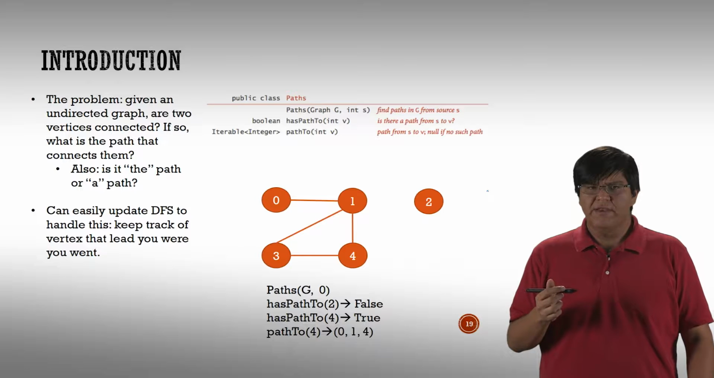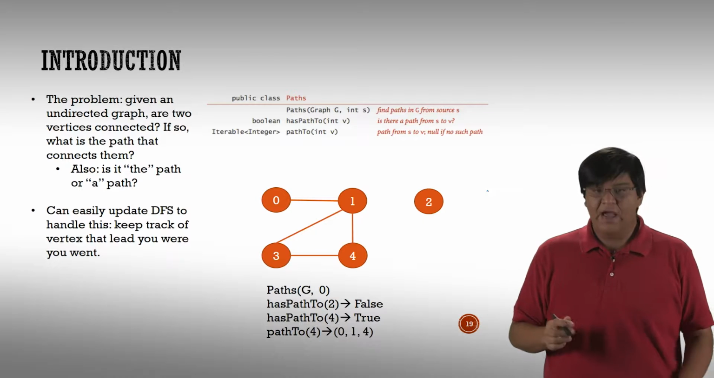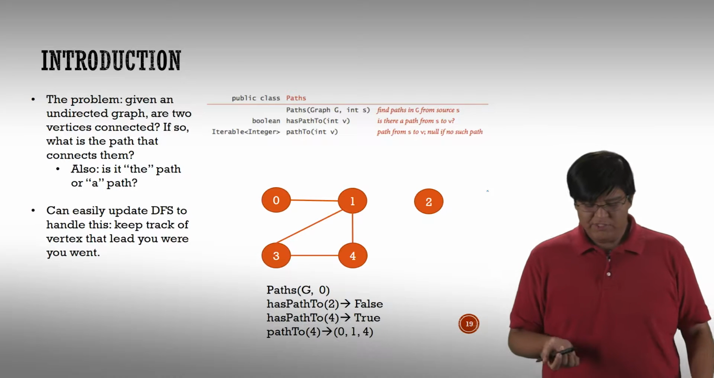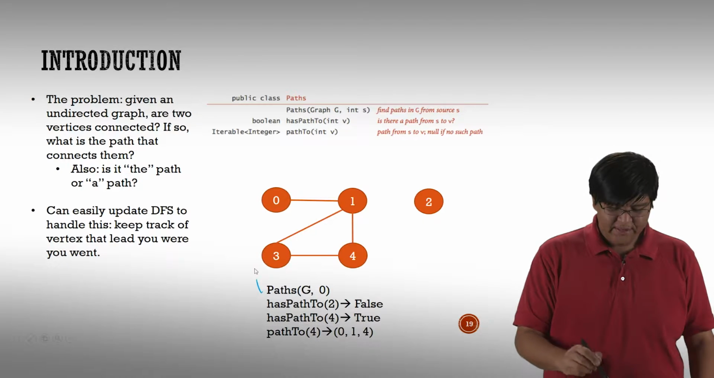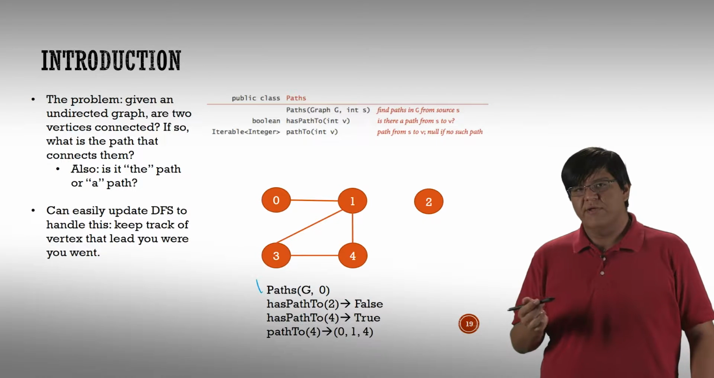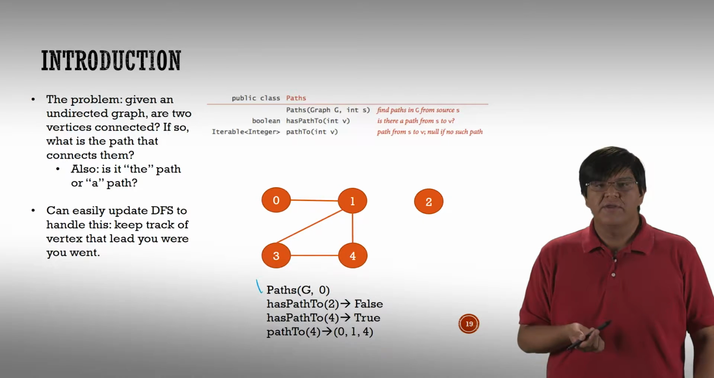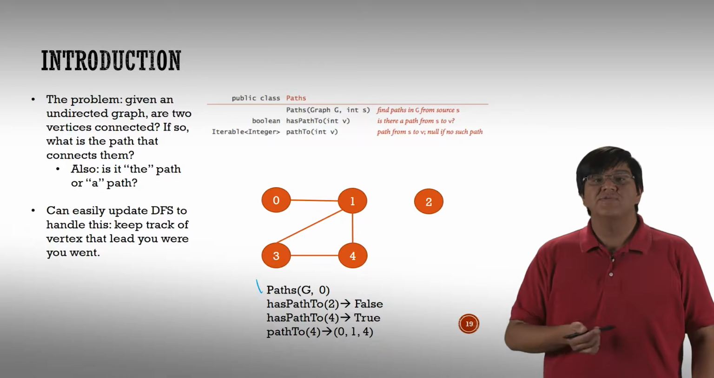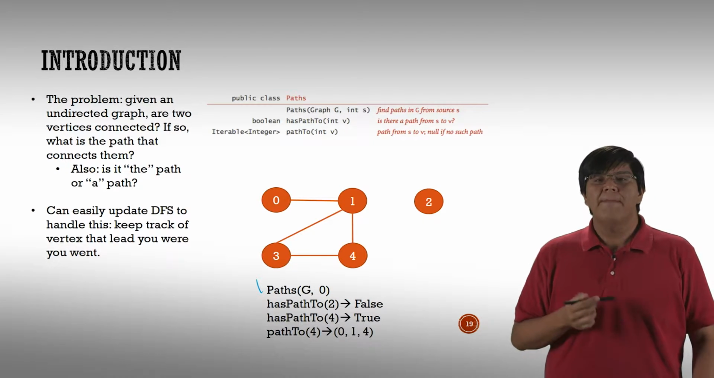Let's jump down to that diagram on the bottom. Here I have kind of the same graph as before, and some of the same questions as well. Initially I'm saying, okay, I'm going to do a path starting out of 0. Then I can do the same thing I did with marked in the previous example: I can check to see is 2 connected, is 4 connected? One of them is, one of them isn't. But then I have this brand new function, which is pathTo. So I can do a pathTo on 4, and pathTo on 4 gives me back 0, 1, 4.